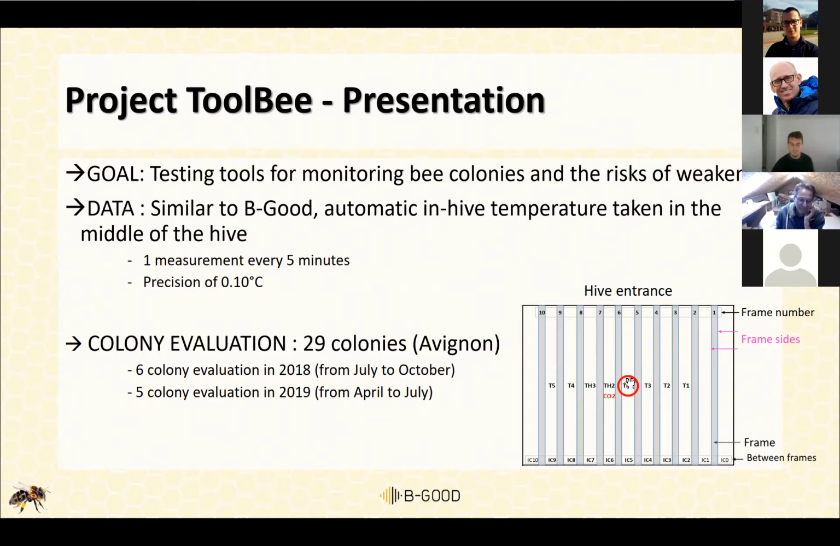We also have the 29 colonies that are in Avignon that were evaluated during 2 years. In the first year, 2008, the project did 6 colony evaluations from July to October, and in 2018, 5 colony evaluations were done from April to July.